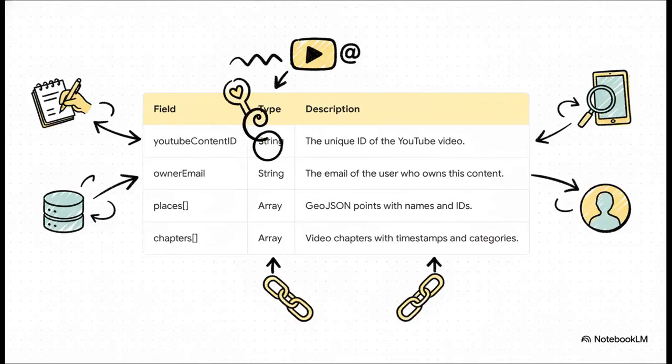Okay, so if we peek under the hood at the object itself, we see some stuff you'd expect, right? A YouTube ID, arrays for places, and chapters. But I want you to focus on that owner email field. It looks so simple, but trust me, that little field is the key that unlocks the first, much more complicated journey we're about to follow.